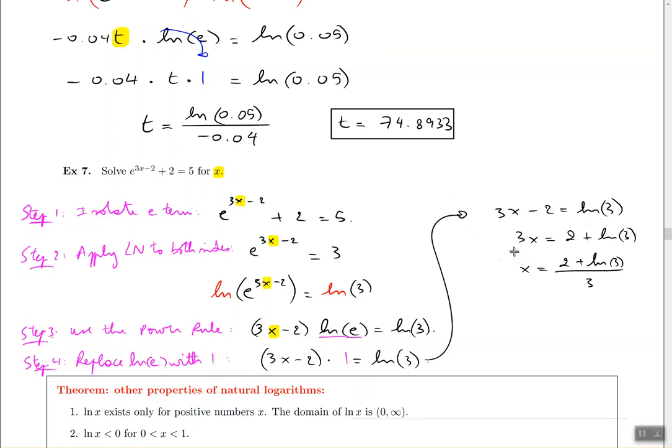So this is technically the exact solution, but we would also like to have an approximation just to get an idea how much the number is. And as usual, we typically like to round to 4 decimal places. So finally, x is 1.0329 when I round to 4 decimal places.